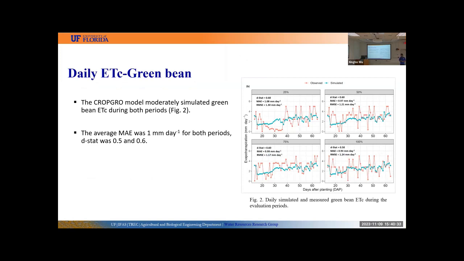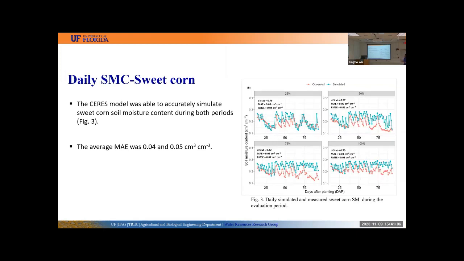And we also used this model to simulate evapotranspiration of green beans. And we observed that this model was able to moderately simulate evapotranspiration of green beans during both periods. For instance, the mean absolute error during both periods was 1 millimeter per day, and the D-star was 0.53 for calibration, and it was 0.06 during the evaluation period, as you see on these figures.